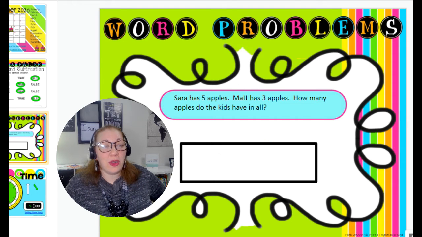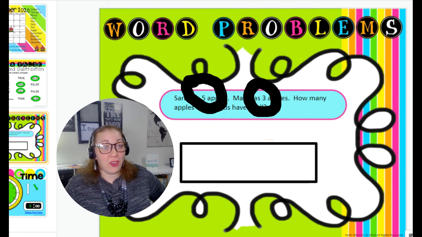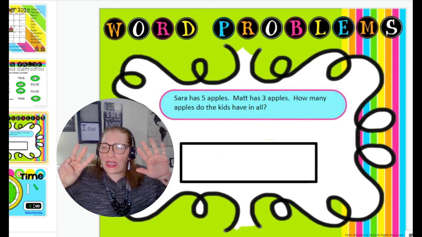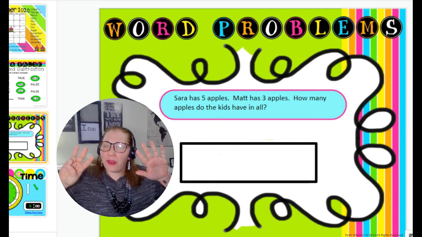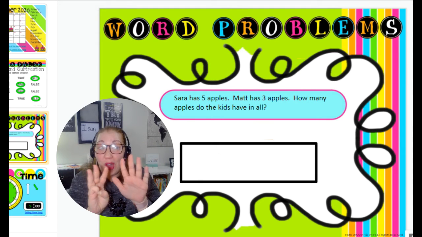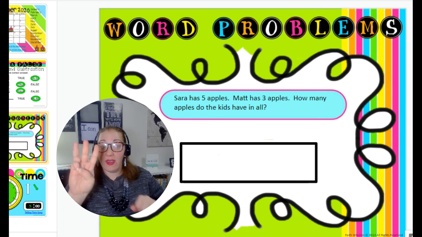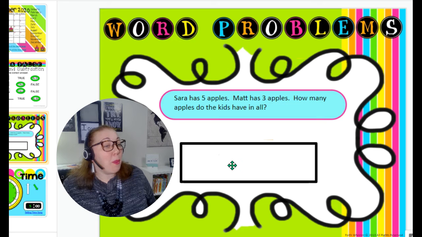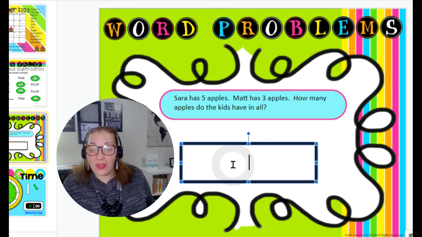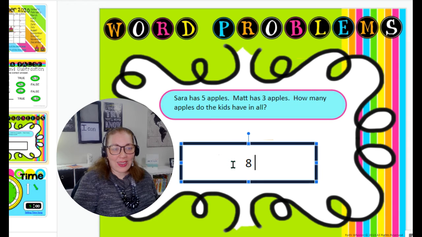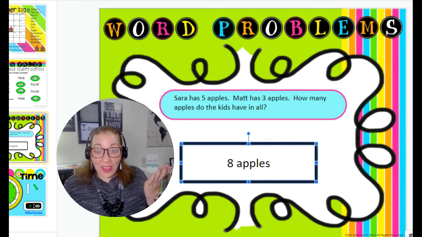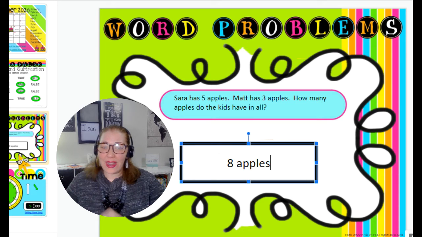I think the numbers are important. So we're going to circle the numbers. Those are some big circles. Okay, so we have 5 and 3. Are we adding or subtracting? How many apples do they have in all? They want to know all together. We have 5, 6, 7, 8. 8 apples. So in the box, we're going to click twice so we get the cursor. Click twice, and we're going to say 8 apples. Hey, we're done with this one. That was easy. Let's go to the next slide.